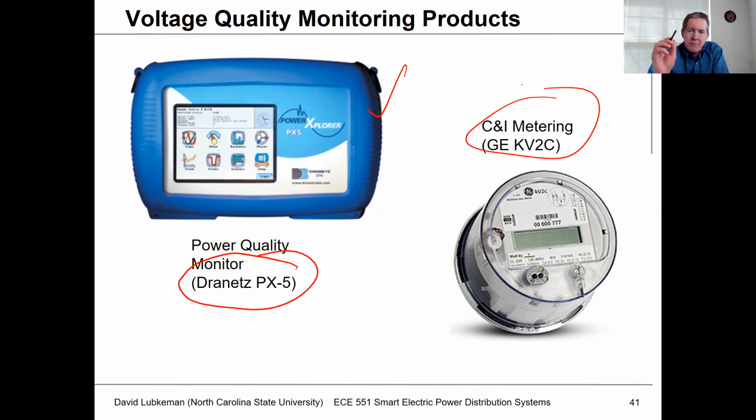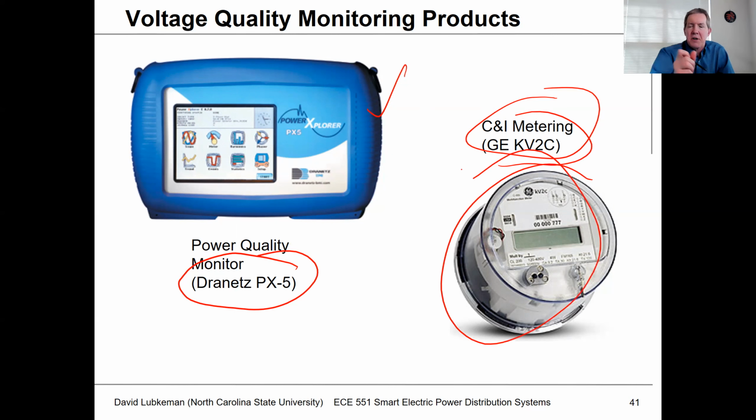The higher end meters, what we call C&I, commercial and industrial metering, also have some limited voltage power quality event monitoring capability. This is a General Electric KV2C. This is used by a lot of meter companies. They install their communications in here and sell this as part of their meter offerings. This would be a device you'd use at your higher end commercial industrial customers. You could also program this device to capture this type of information as well. Not in the same granularity as a Dranetz, but it would give you some indication that these events are occurring and at what quantities.